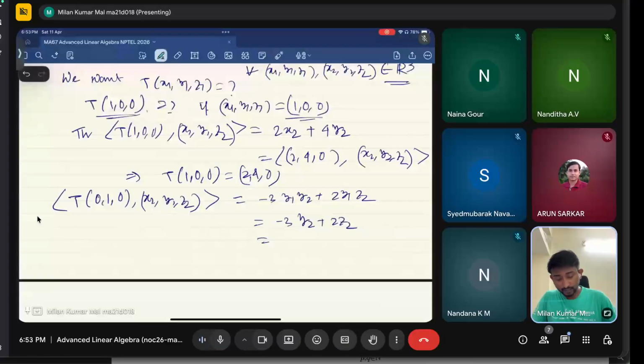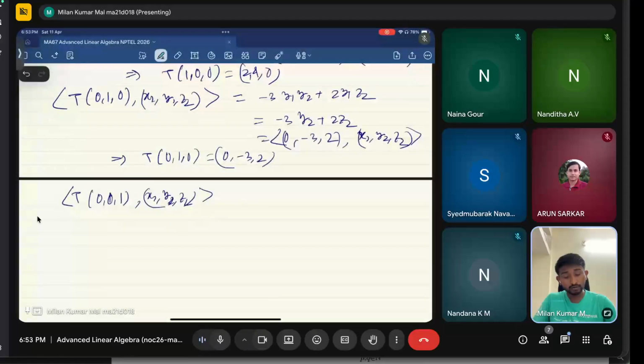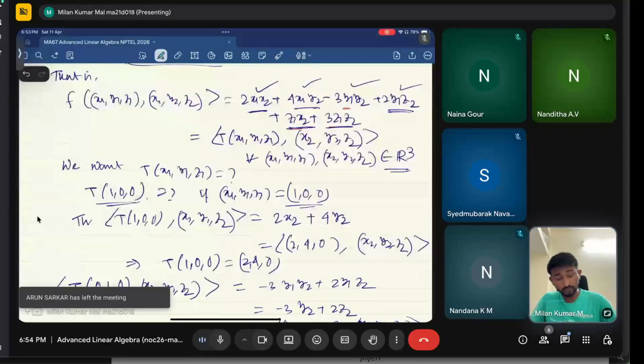Similarly, if one tries to obtain T of (0, 0, 1) with (x2, y2, z2), here we have to replace x1 and y1 by 0. So x1 and y1 being 0 means those terms are going to vanish, and only the last terms will appear: z1 x2 plus 3 z1 z2. But z1 is equal to 1, so basically this will be equal to x2 plus 3 z2. Then you can write it as (1, 0, 3) inner product with (x2, y2, z2).